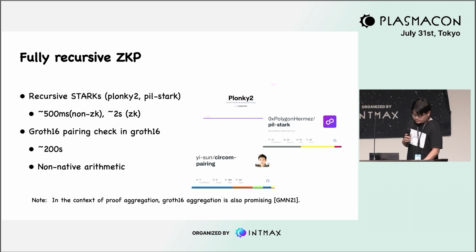So next, let's look at fully recursive ZKP. Fully recursive ZKP verifies the ZKP completely at each step without using accumulators. Although it completely verifies the ZKP, STARK-based Plonky2, for example, has very good benchmarks. It completes a proof in less than 500 milliseconds for a non-ZK config and less than 2 seconds for a ZK config.